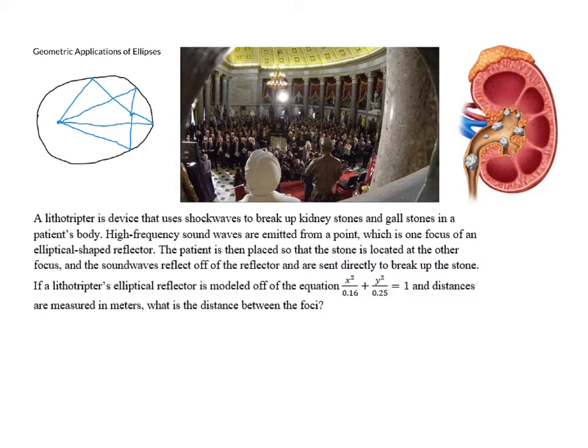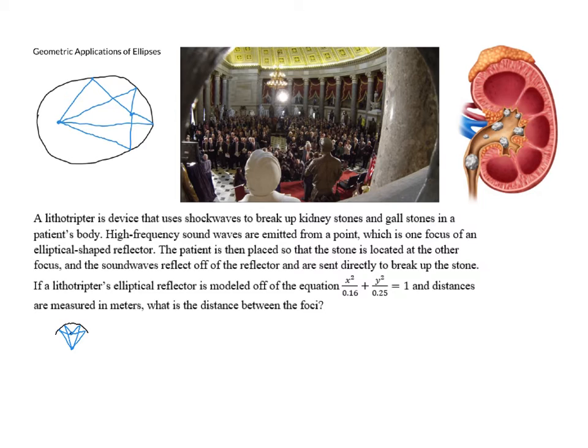The machine is relatively small, at least it's a small portion of one end of the ellipse, and it has a little device that sets off these sound waves, and the sound waves are reflected off of the part of the ellipse that the reflector is made out of. So it's not the whole ellipse, it's just a portion. And then the person is placed so that their stone, the kidney stone or the gallstone, is located at the other focus.